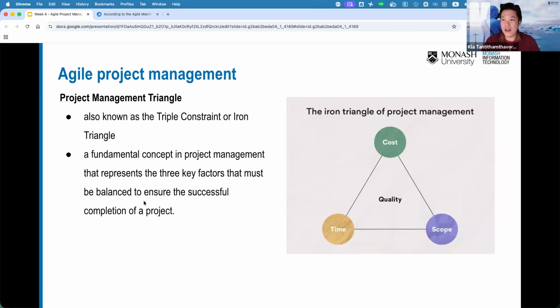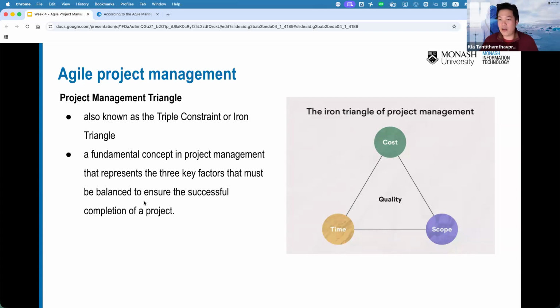Really important. Okay, emphasize again: cost, time, and scope. None of these should be high or low. For example, we have lots of time and lots of scope, but we don't have the resources or the cost that we need to afford it, right? So we cannot really achieve or execute anything.